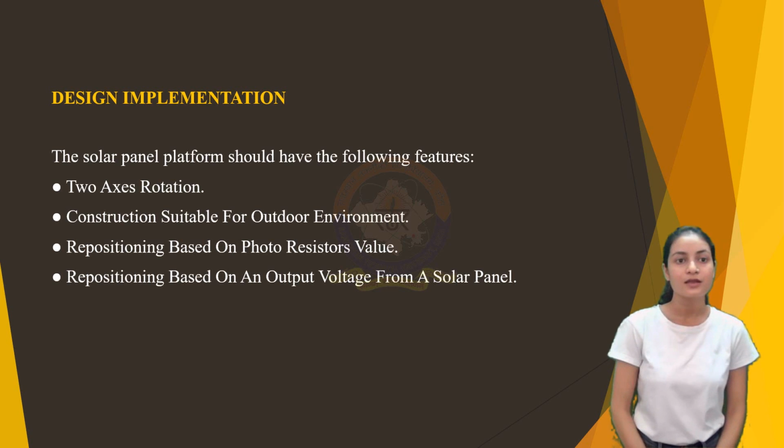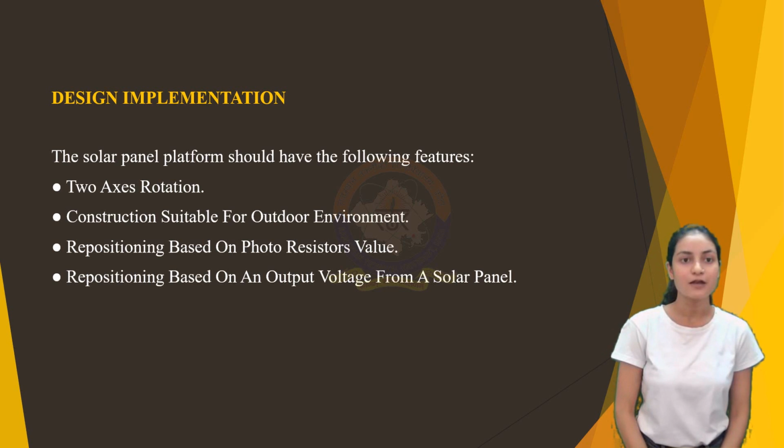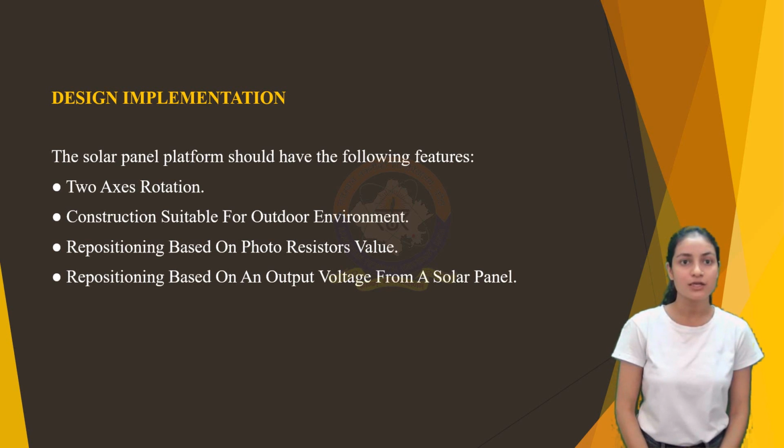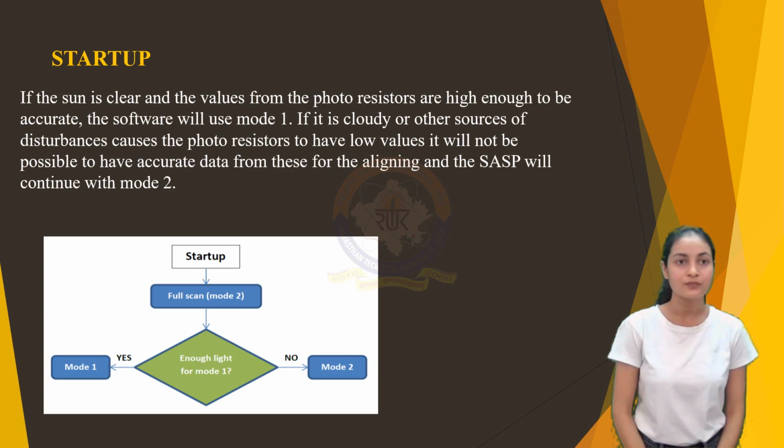Next is repositioning based on photoresistor values. The platform makes small incremental movements to best align with the sun until all resistors have the same value. Next, repositioning based on an output voltage from a solar panel. The platform rotates both axes to make a full scan of the celestial sphere, remembers where the highest output is, and then adjusts itself to that position.